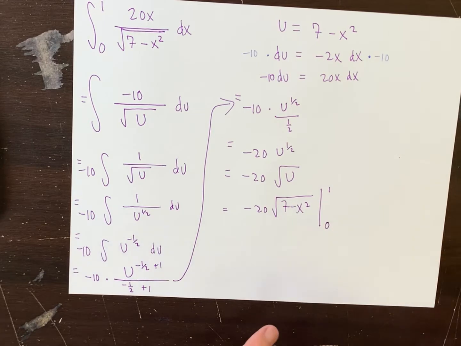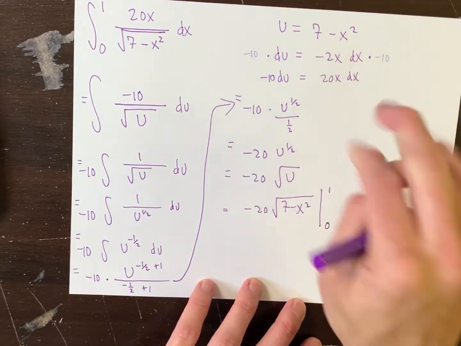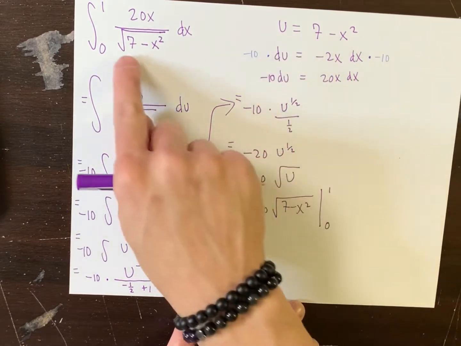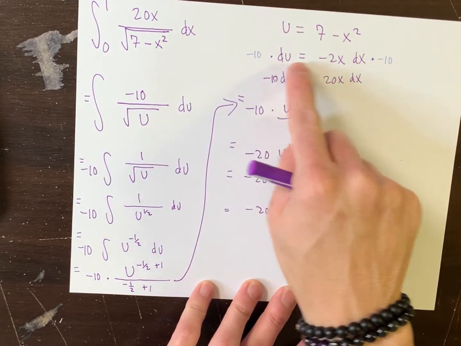So before we finish this problem, let's recap. We created a U-substitution where u can equal, in this case, the stuff inside the radical expression. Take the derivative of u as du.